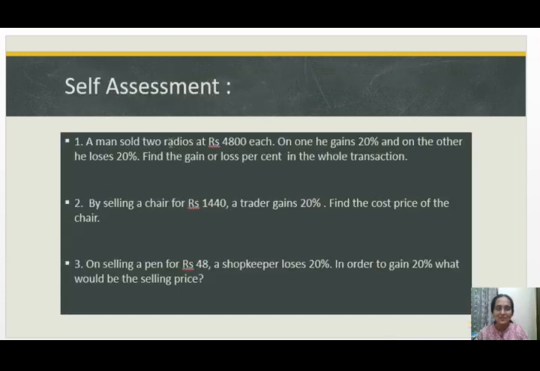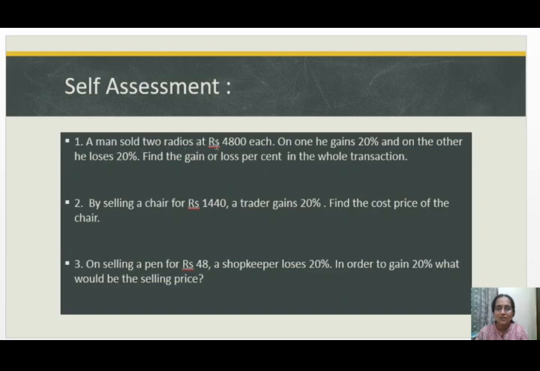There are self-assessment questions. A man sold 2 radios at rupees 4,800 each. On one he gains 20% and on the other he loses 20%. Find the gain or loss percent in the whole transaction. The gain is 20%, loss is 20%. Don't conclude that fast. So in the whole transaction you have to find out the whole cost price and whole selling price. Whole selling price you can get very easily.